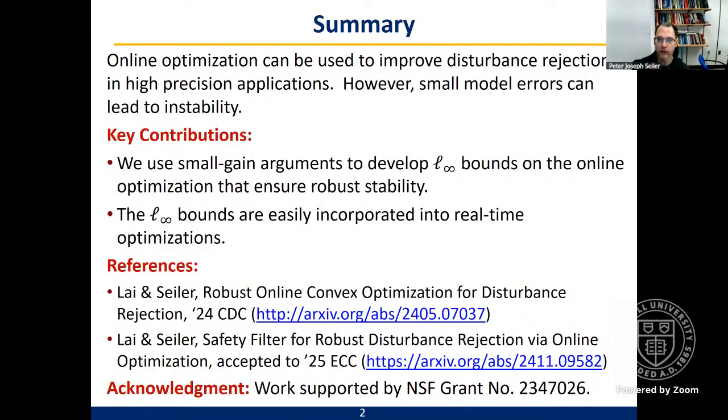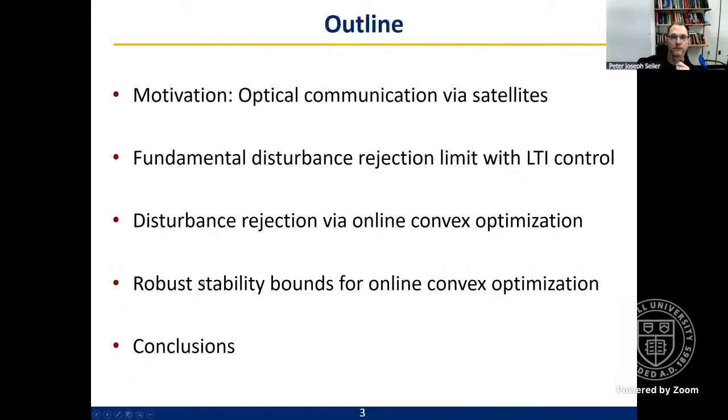So this is really for applications where you have high precision control. So we're going to talk about satellite pointing as being one potential application. And when doing this type of learning, we're going to note that small model errors can lead to instability. So what we're going to try to do is blend some learning with some techniques to bound the impact of, or be robust to, model error. And I've given the two recent papers. One's a 24 CDC paper that was presented last December, and then the second paper will be presented at the ECC this summer. And then I should acknowledge that this is being supported off of an NSF grant.